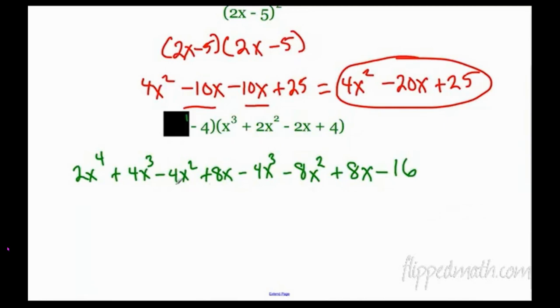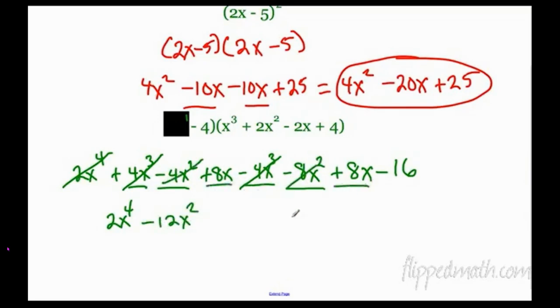First of all, standard form, look for the highest exponent. Boom, right at the beginning. 2x to the fourth. I like to cross them out. Thirds, I have 4x to the third minus 4x to the third. Well, those are opposites. They cancel. Squareds, I have negative 4x squared minus 8x squared. That's negative 12x squared. Out of there, boys. 8x plus 8x, that is 16x. And last but not least, minus 16.